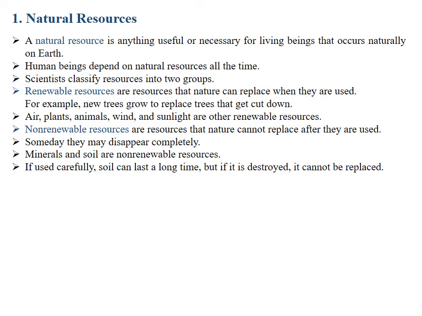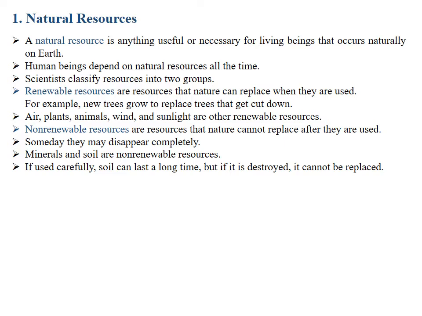Now, scientists classify resources into two main groups. First group are renewable resources. They are resources that nature can replace when they are used. For example, new trees grow to replace trees that get cut down. Another example, the water cycle constantly replaces water. We have to know that air, plants, animals, wind, and sunlight are other renewable resources.